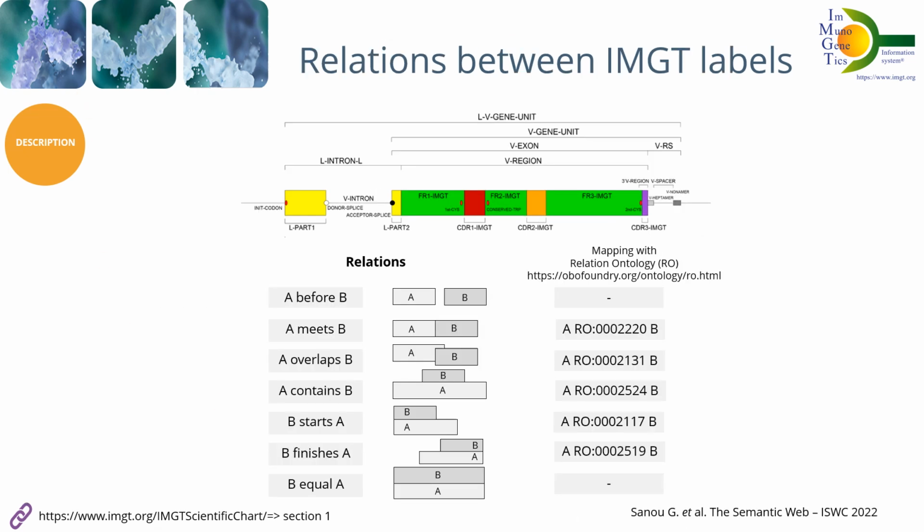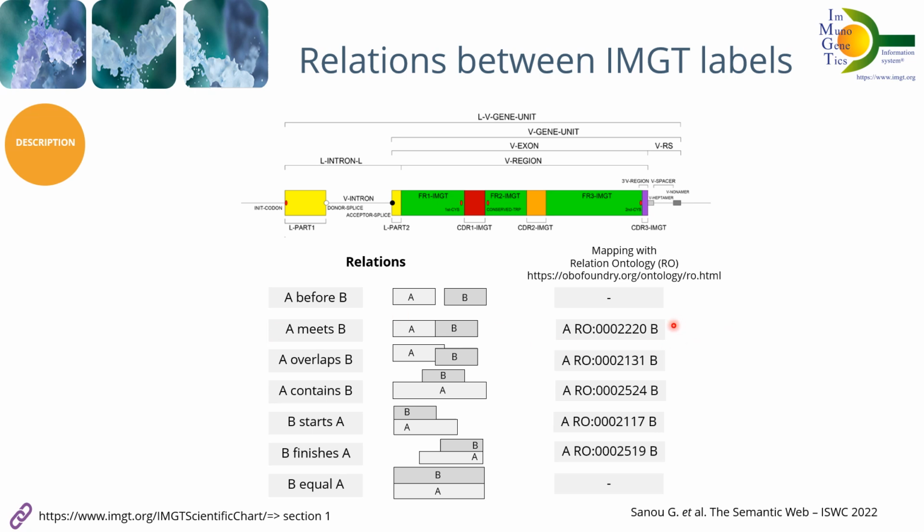Thanks to these representations, it is clear that these labels are linked together with specific relations that organize them in space in a given prototype. Actually, the several relations illustrated in this slide are necessary and sufficient to describe all types of relations between the labels. For example, L-part2 and FR1 are contiguous, and they are linked by the relation A meets B.